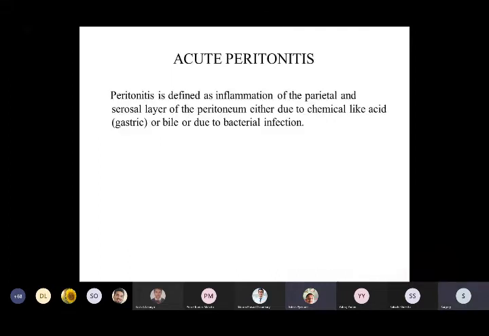Let's talk about acute peritonitis. 'Itis' means inflammation, so this is inflammation of the peritoneum. Peritonitis is defined as the inflammation of the parietal and visceral, that is the serosal layer of the peritoneum, either due to chemical causes, such as bile, or due to bacterial infection.